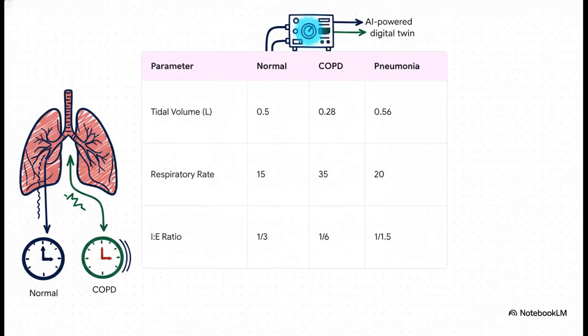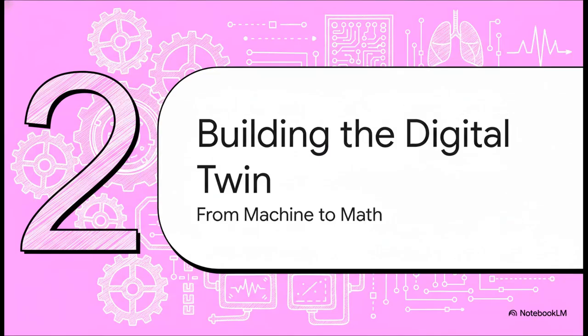And just look at how different that support needs to be. This table says it all. A patient with COPD needs a much smaller breath, about half the volume of a healthy person, but they need to breathe way faster, like 35 breaths a minute compared to a normal 15. A ventilator has to be smart enough to handle these completely different needs perfectly and instantly. That's a huge challenge. So how in the world do you build a machine that can handle that kind of complexity?